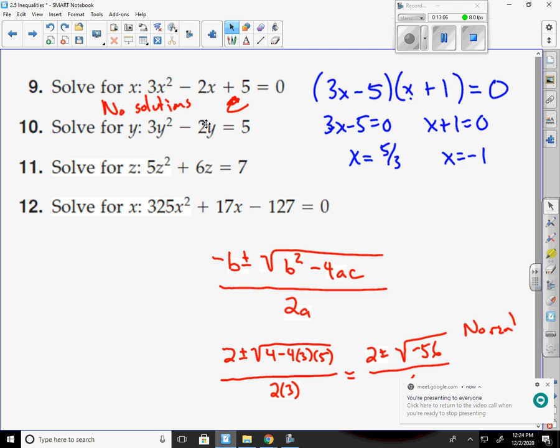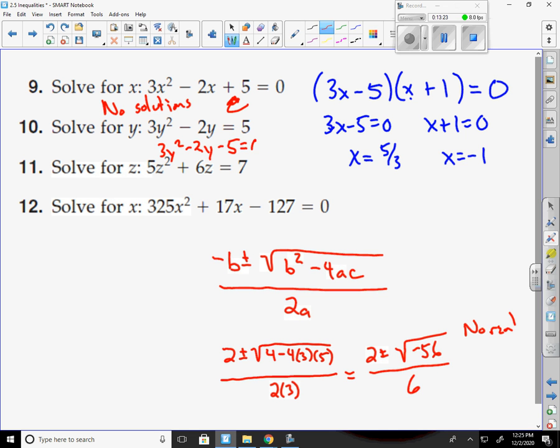For the next one, looking at the y, I have to get this 5 over to the other side. So I'm going to do that. 3y squared minus 2y minus 5 equals 0. Now I could try to factor this, and if I do, you're going to find that my original factoring was right up here for a negative. So that would actually be the correct answers for that one.